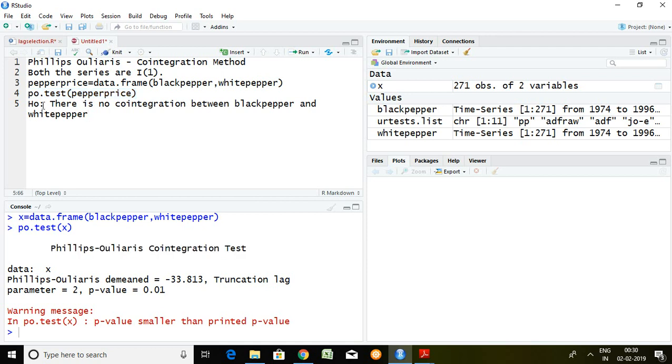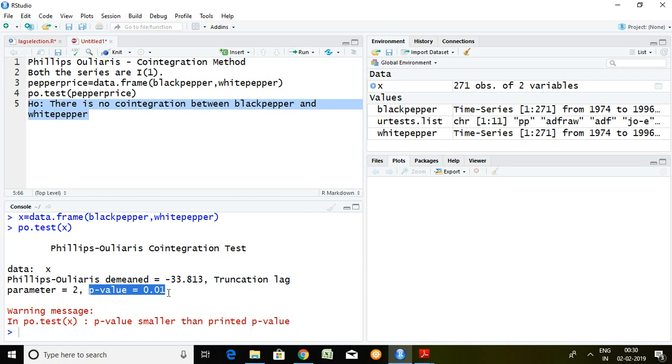What is our null hypothesis? Our null hypothesis is there is no cointegration between black paper and white paper. If you see the p-value, which is 0.01, which is less than 5%, it means our null hypothesis is rejected, and we can say that there is cointegration between black paper and white paper.